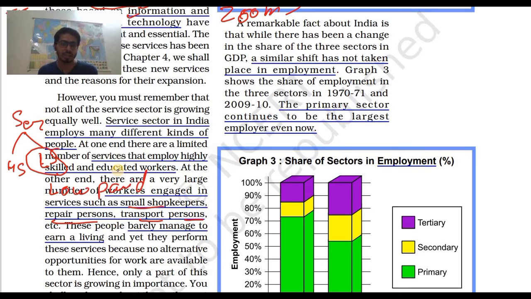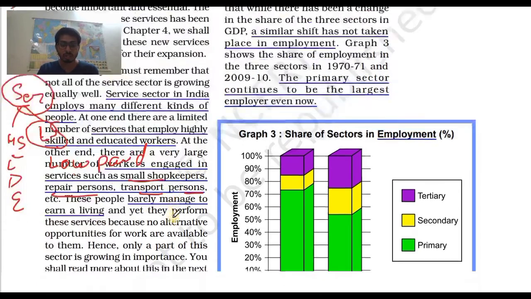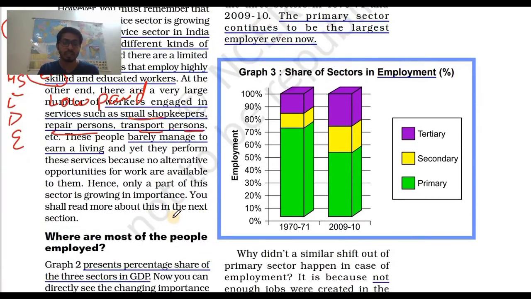And here like lawyer, doctor, engineers, and many more jobs. So these are all part of your service sector. Engineers, scientists are also part of service sector, but high skilled educated laborers. Okay, so there are people who are barely able to manage their livings, so these are low paid workers.